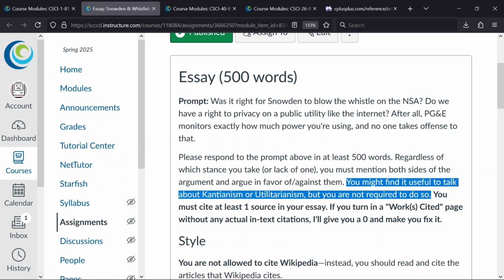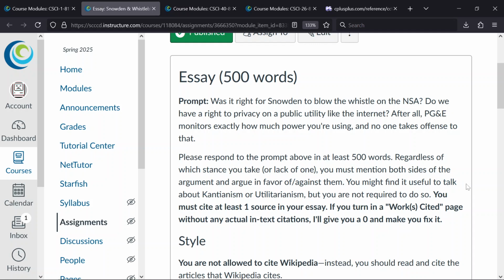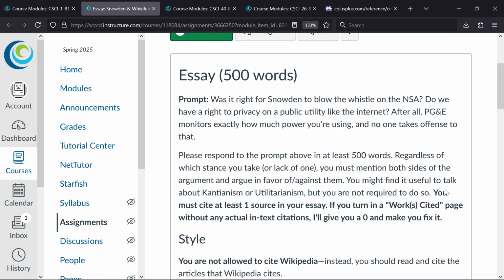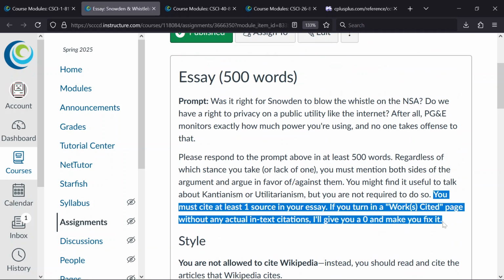You don't have to talk about Kantianism or utilitarianism because I already forced you to do that, but it might be useful. I'll give you some words if you want to. And then the last thing I want to do is, even though this is only 500 words, I finally want you to cite something. All right? I want you to cite one work, at least one source in your essay.